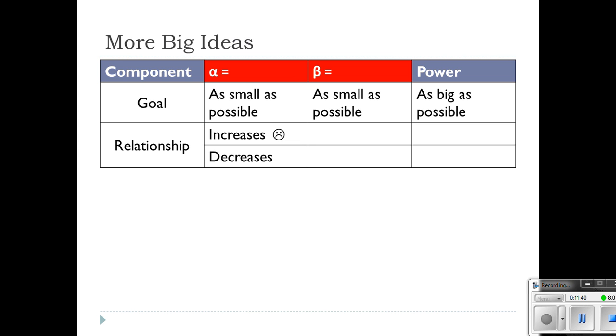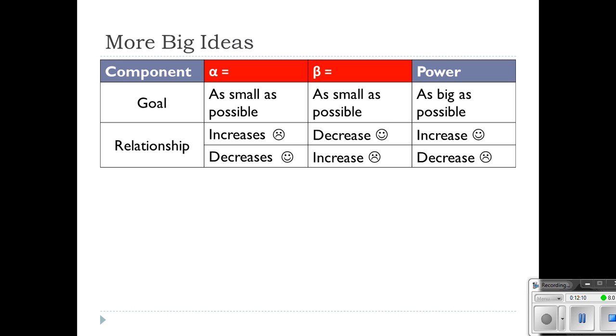But as alpha gets bigger, that is actually going to decrease my beta, which is the probability of a type 2 error, and that's actually a good thing. And if I decrease beta, that means I'm increasing the power, which is also a good thing. Conversely, if I decrease my alpha level, which would be the probability of a type 1 error, which is a good thing, the consequence is that it's going to increase the probability of a type 2 error and decrease my power, which are bad things.